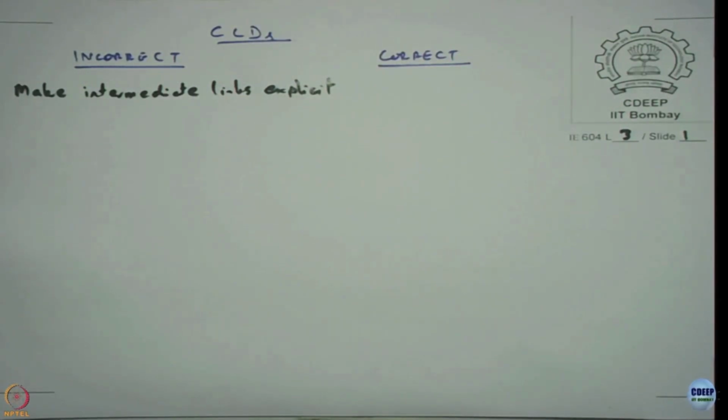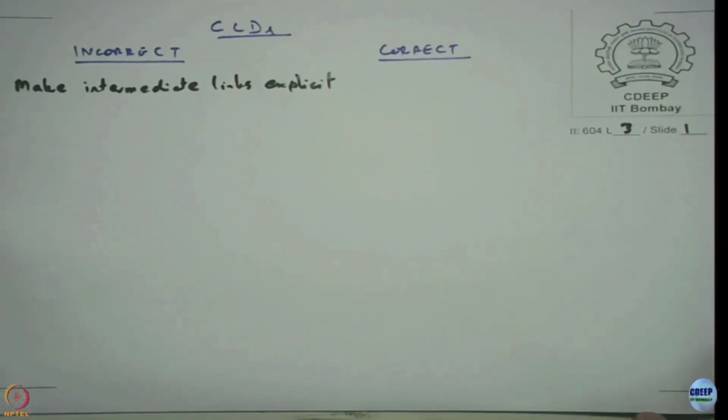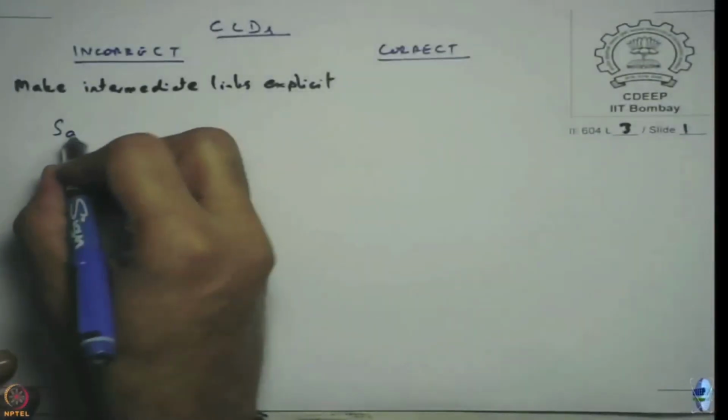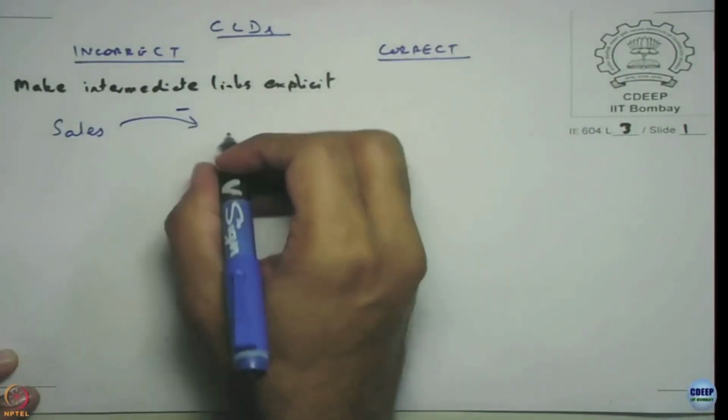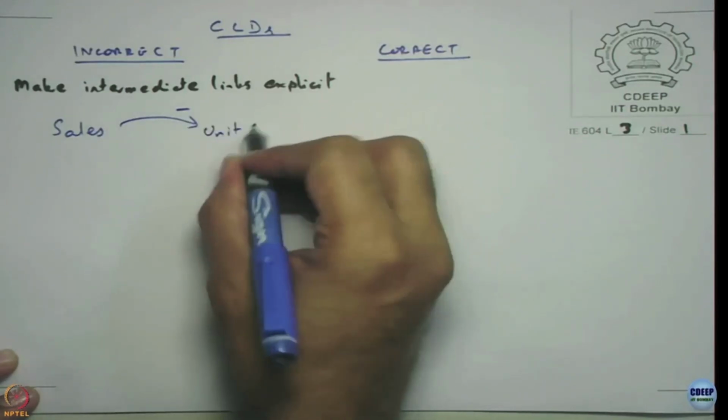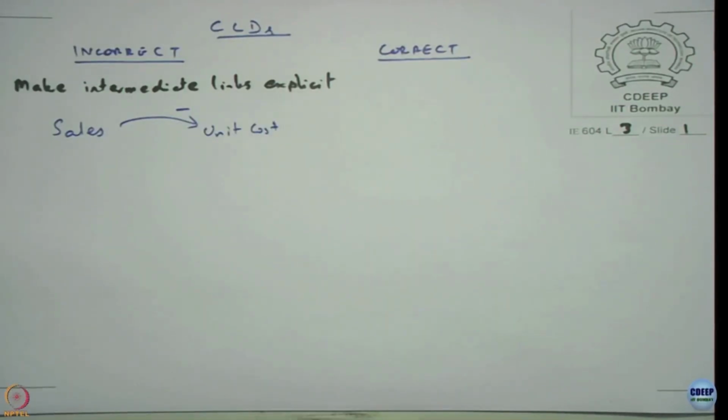For example, we may have a feeling that sales can lead to reduced price. As the product sells more and more, then the cost of the product can actually fall down. But if you just model it that sales results in reduced unit cost, then we are missing some key element in the model.